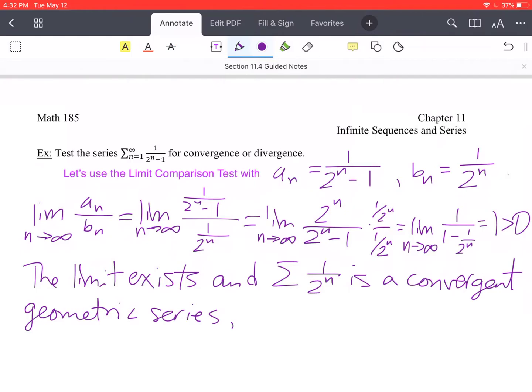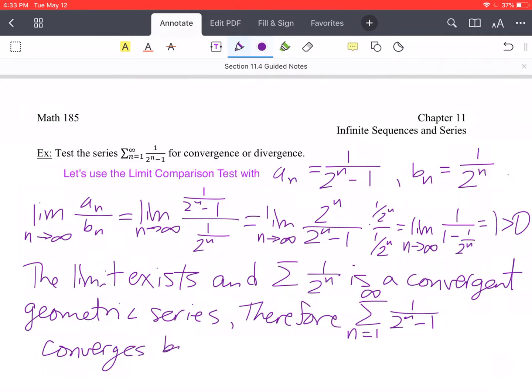Okay. So since the limit comparison test told us that they either both converge or both diverge, and we know, because it's a geometric series, that this one converges, therefore ours must converge as well. So therefore, the sum n going from 1 to infinity of 1 over 2 to the n minus 1 converges by the limit comparison test.